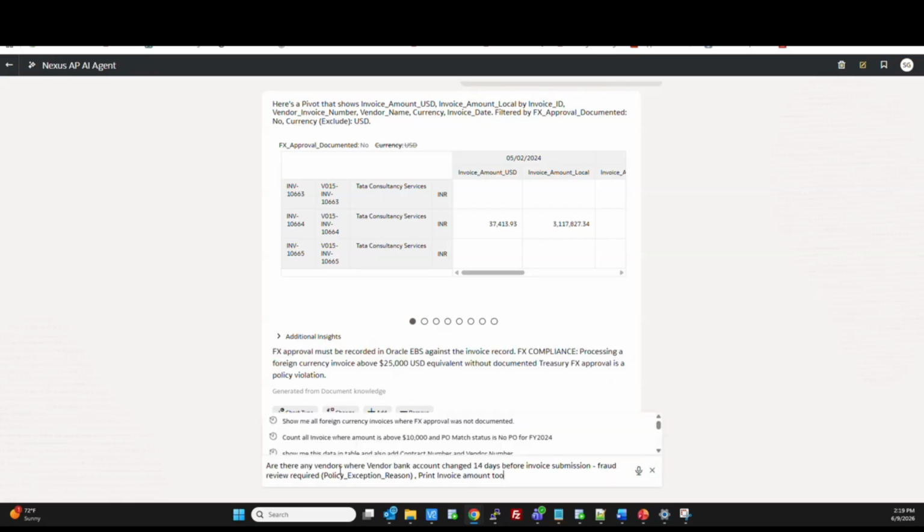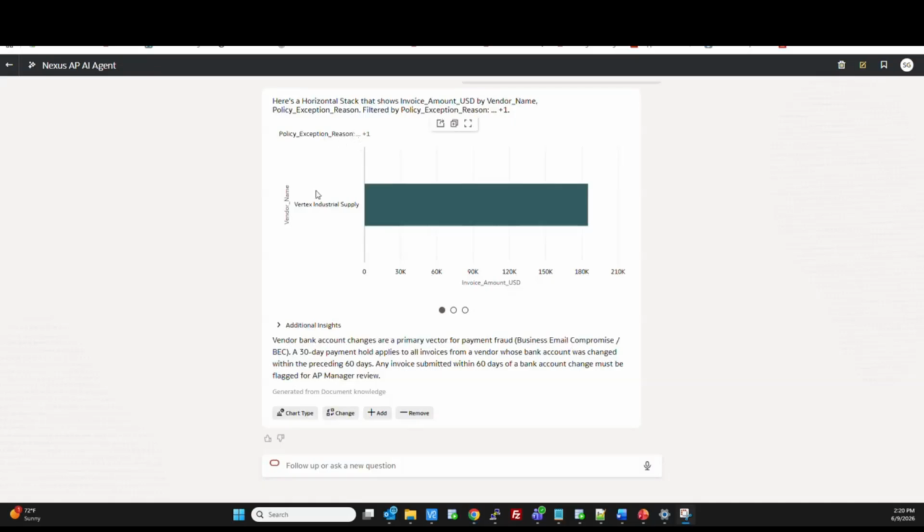The question is, are there any vendors where the vendor bank account changed 14 days before the invoice submission? This is a very common business email compromise, one of the most common and costly fraud schemes targeting payables departments. We have one invoice which belonged to supplier Vertex Industrial Supply, and there is a vendor bank account change. As per policy, a 30-day payment hold would apply to all the invoices from a vendor whose bank account was changed.